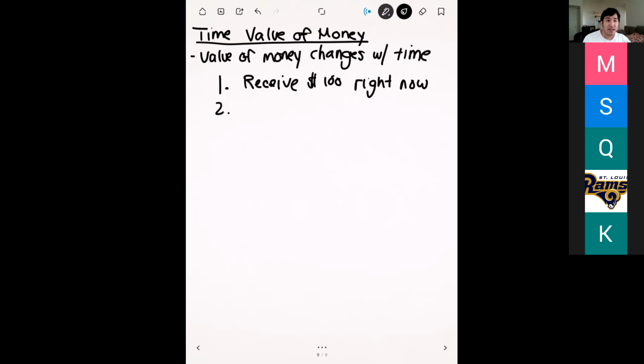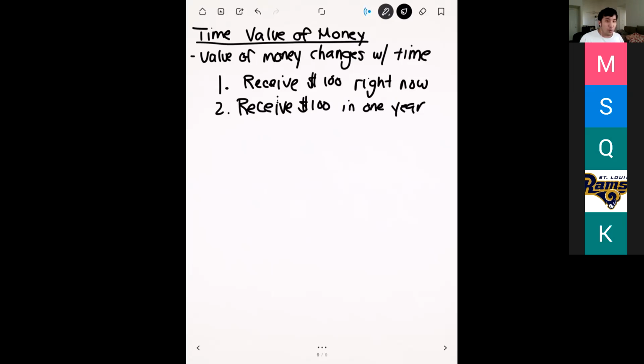Or the other option is that I can take this $100 bill, stash it away somewhere, and then I'll give it to you in a year. There's going to be no interest on it, whatever. So if you choose option two, you just get a random letter from me that says here's the $100 that I promised you a year ago.